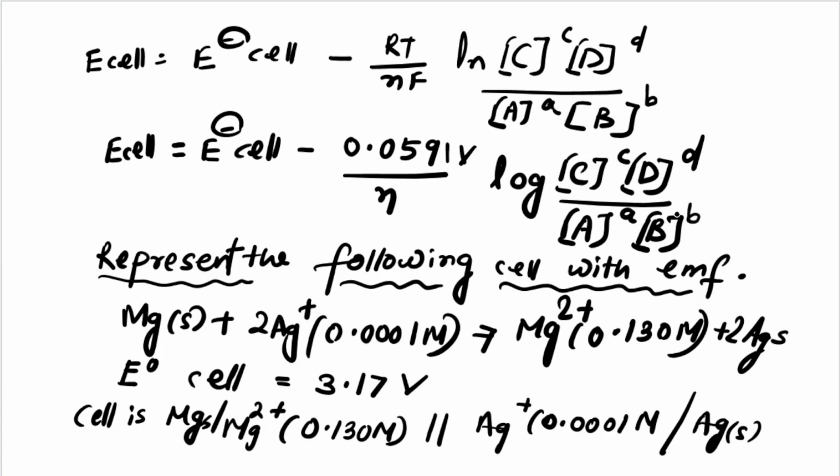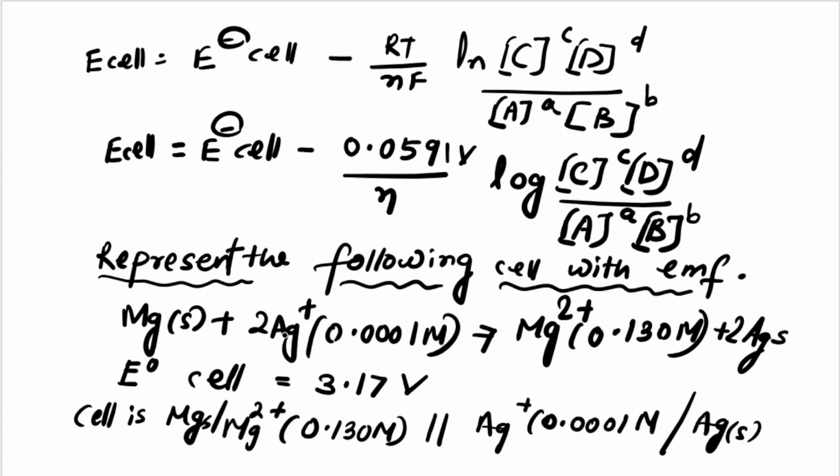That means how we will put that value later we will see. First we will see what is the representation of the following cell with EMF. Here, magnesium solid is given. The overall reaction is given. Then how can you represent the cell?